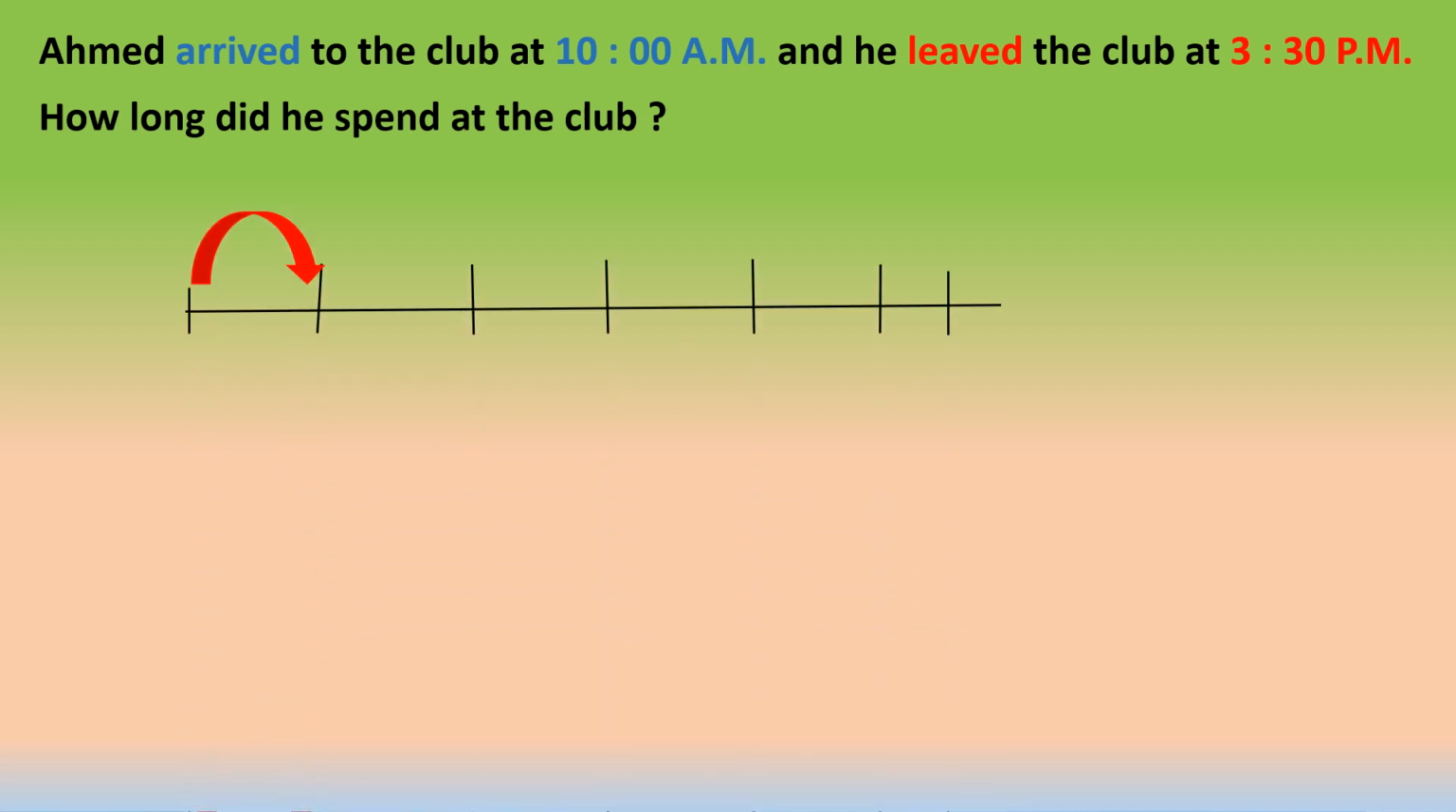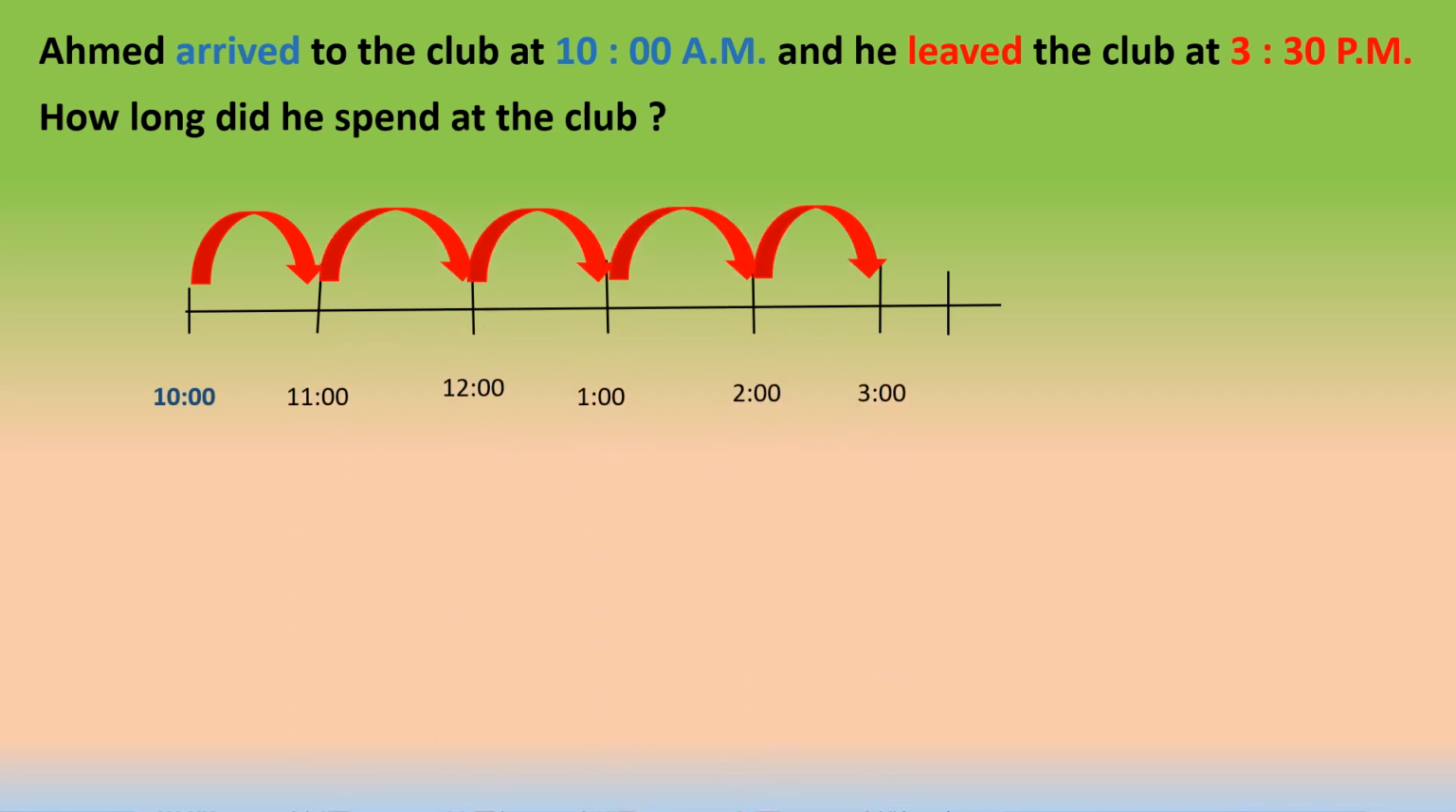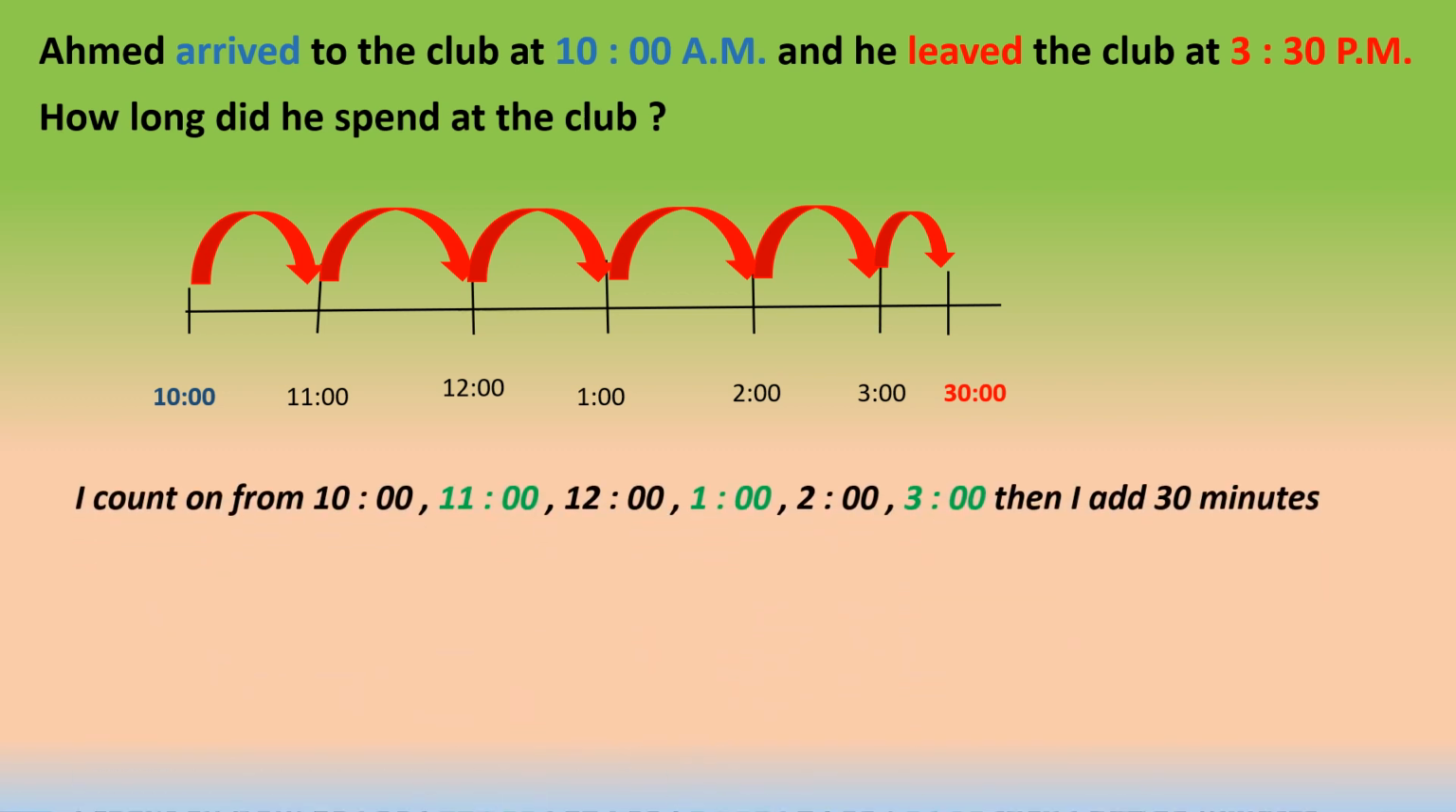The starting time is 10 a.m. After 10, 11, 12, 1, 2, 3, and 30 minutes. This is the leaving time or the ending time. I count on from 10, 11, 12, 1, 2, 3. Then I will add 30 minutes. So how many hours now? It will be 5 hours and 30 minutes. So Ahmed spent 5 hours and 30 minutes.